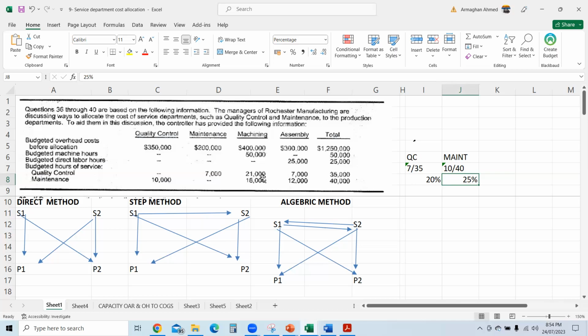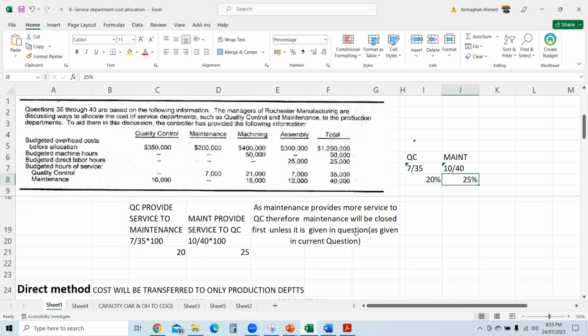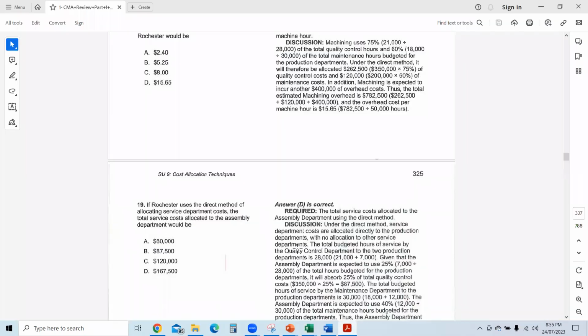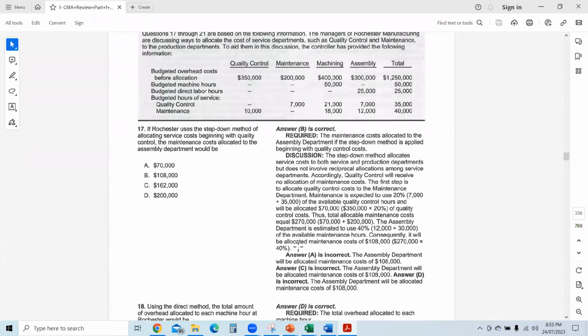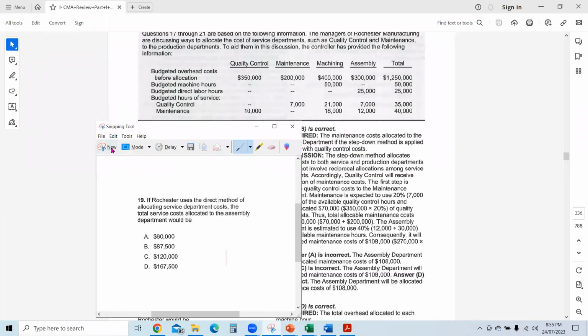You have to calculate how much service each service department is providing to the other departments, and you will see which department is providing more service. You will close that department first, right? But anyway, we will see in our question what they have told us. Have they mentioned anything? Here is a step method, right? Let's take that question.